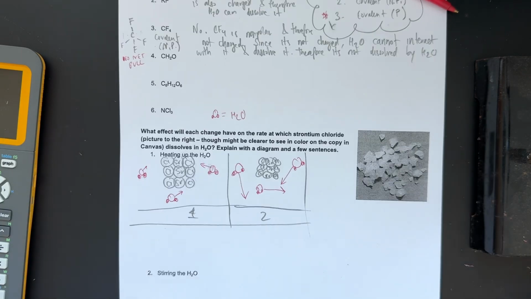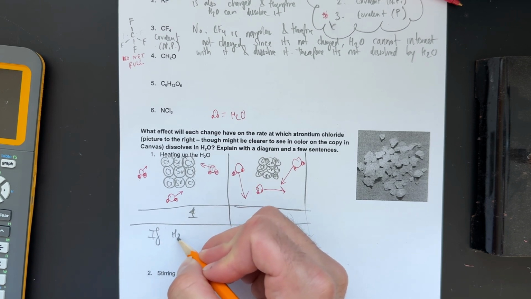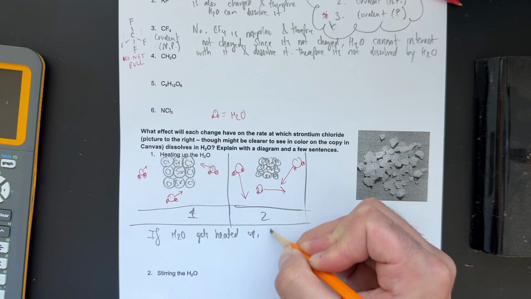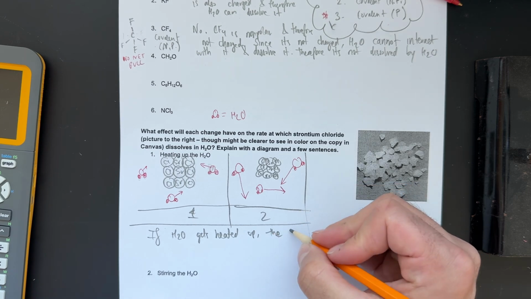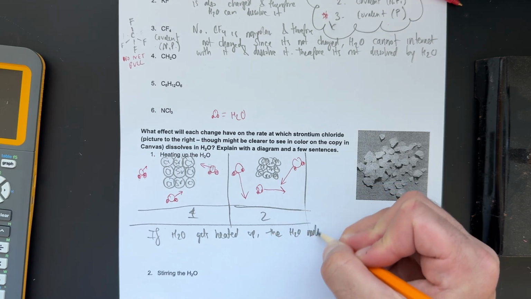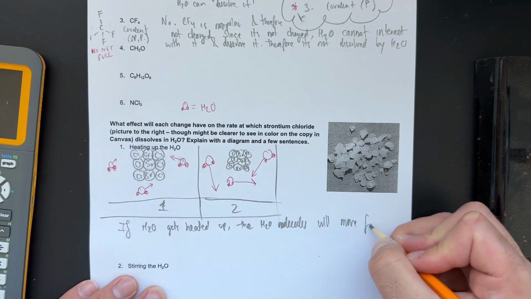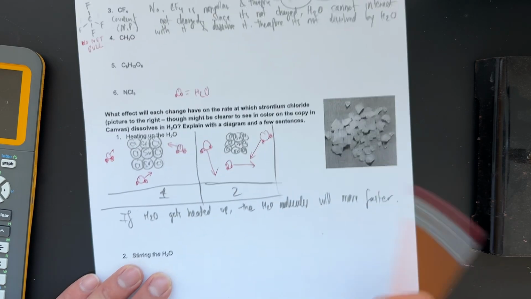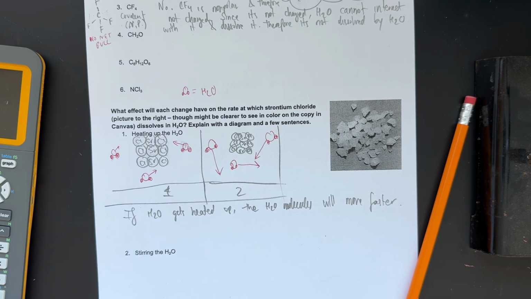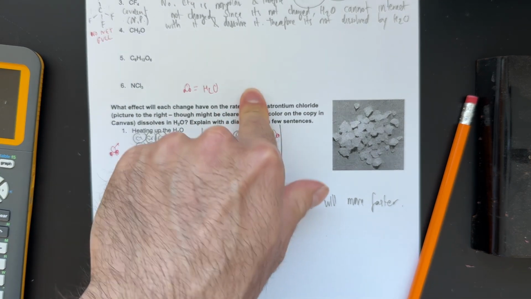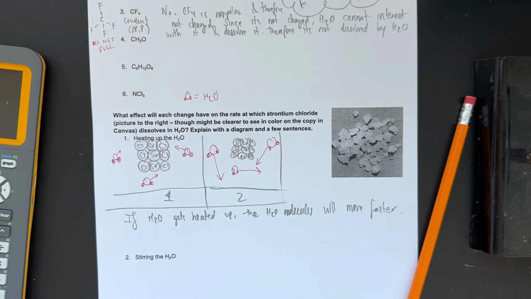Basically, if H2O gets heated up, the H2O molecules will move faster. Right, and so that's true. That's something we learned a long time ago. If the H2O molecules move faster, then basically they can do their job of dissolving more quickly, because basically what's happening in dissolving, right, is H2Os are moving and plucking off the Sr and Cl cations and anions. So if they're moving faster, of course, they can do their job faster.